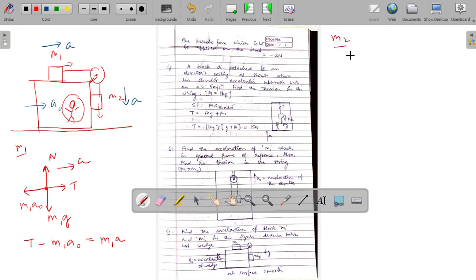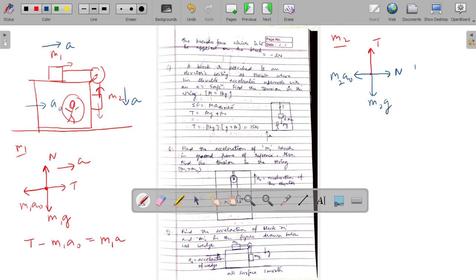The second equation we can get by drawing the free body diagram of mass m2. The upward force acting on mass m2 is the tension force, tension T. The rightward force acting on the mass m2 is the normal reaction, which is actually taking the mass m2 in forward direction. The backward force acting on mass m2 is the pseudo force, that is mass m2 and the acceleration of the system a naught, and the downward force is simply m2g.